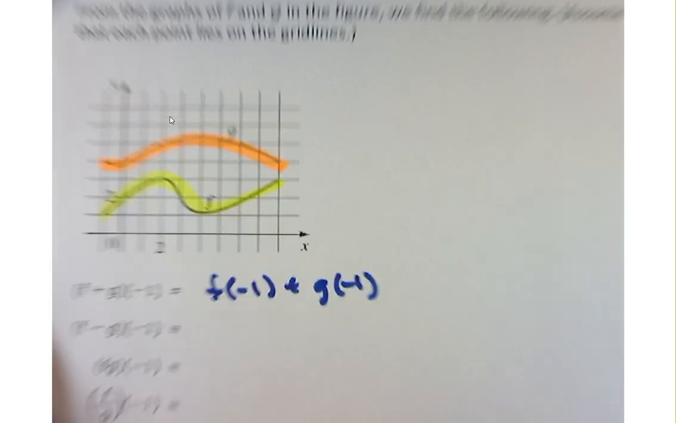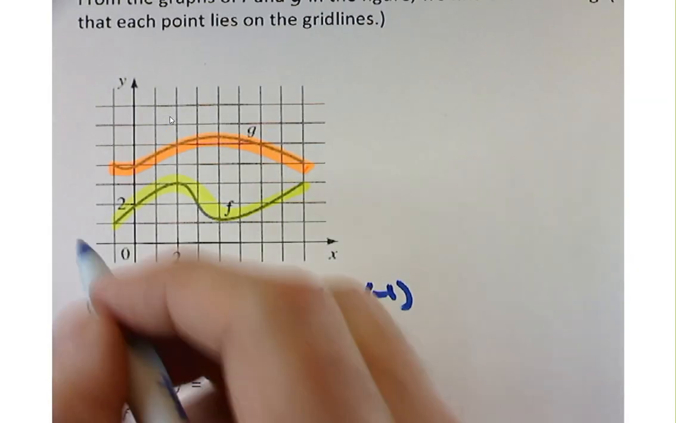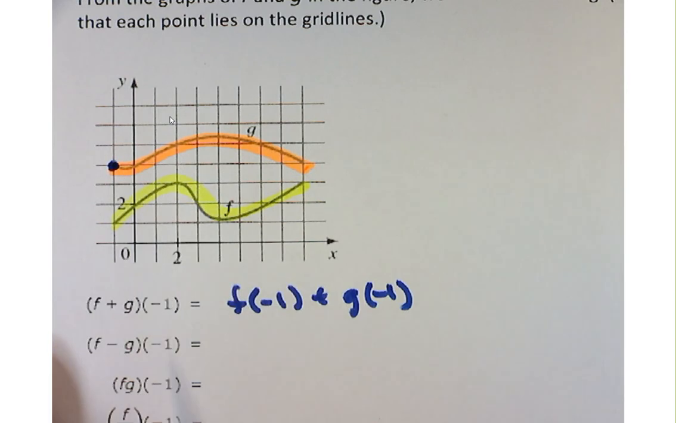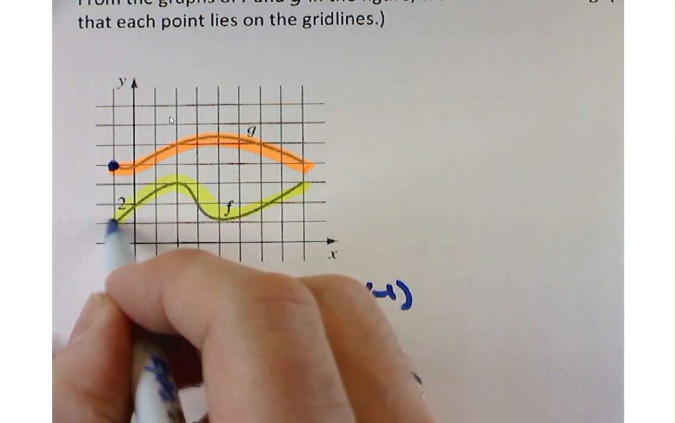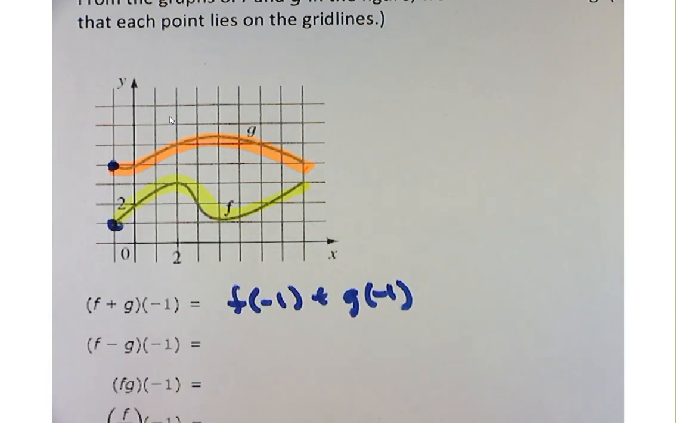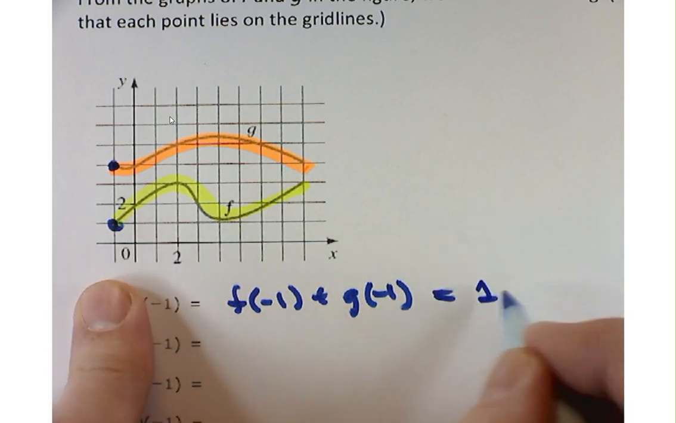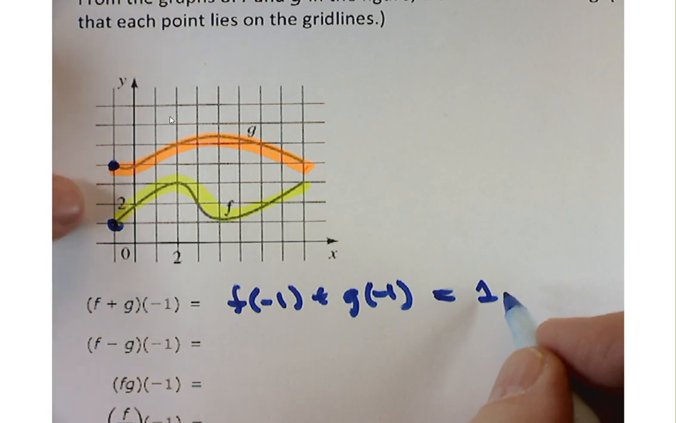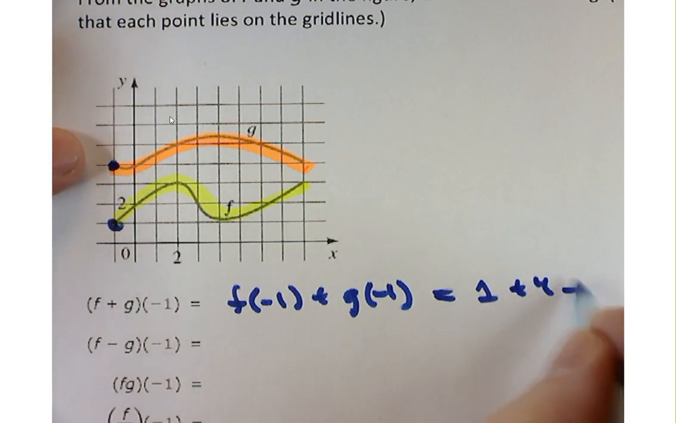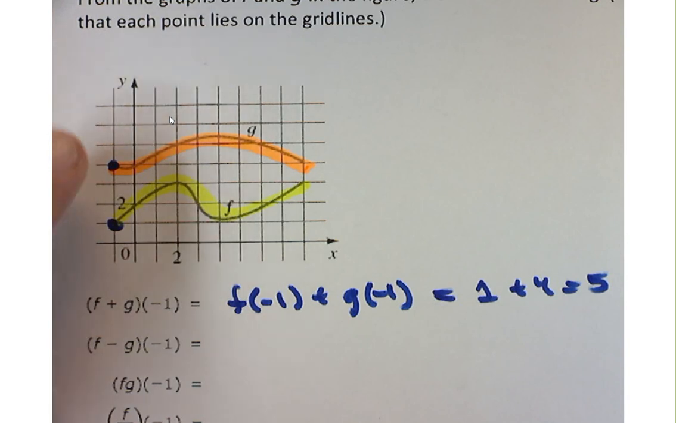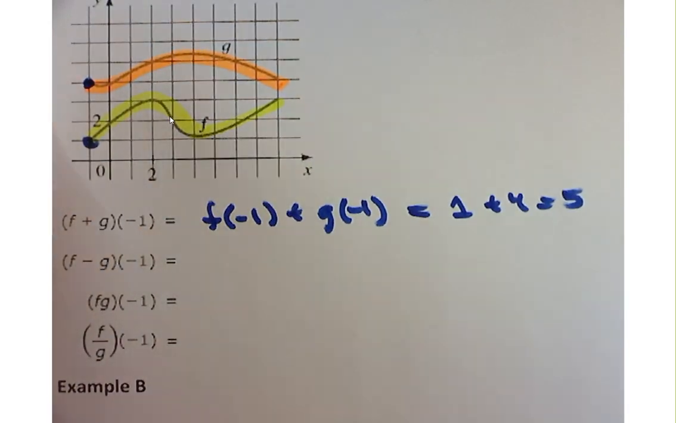Now, to find g of negative 1, we're going to go over here. To find f of negative 1, we're going to go over here. So f of negative 1 looks like it's about 1. G of negative 1, 2, 3, 4, looks like it's about 4, so a total of 5. Yay, and that's it. Nothing really drastic there. Hopefully some easy points for you on an exam. Just figure out the value of the function here.